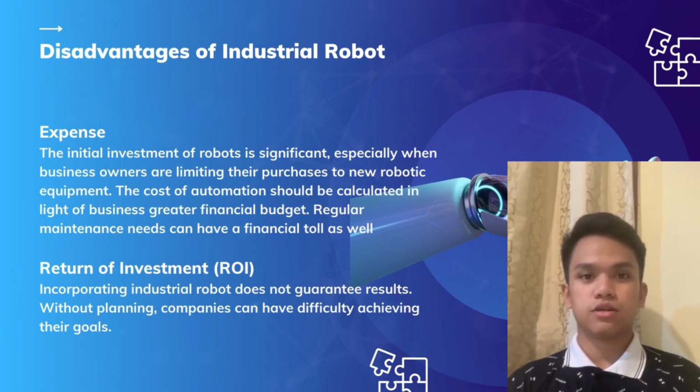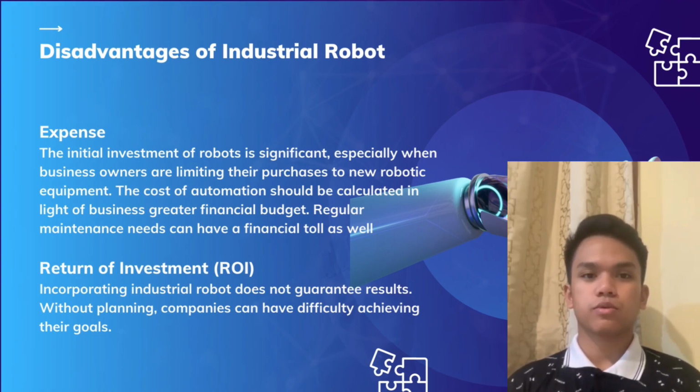Disadvantage of industrial robots: expense. The initial investment in a robot is significant, especially when business owners limit their purchase to new robotic equipment. The cost of automation should be calculated in light of the business's greater financial budget. Regular maintenance needs can have a financial toll as well.